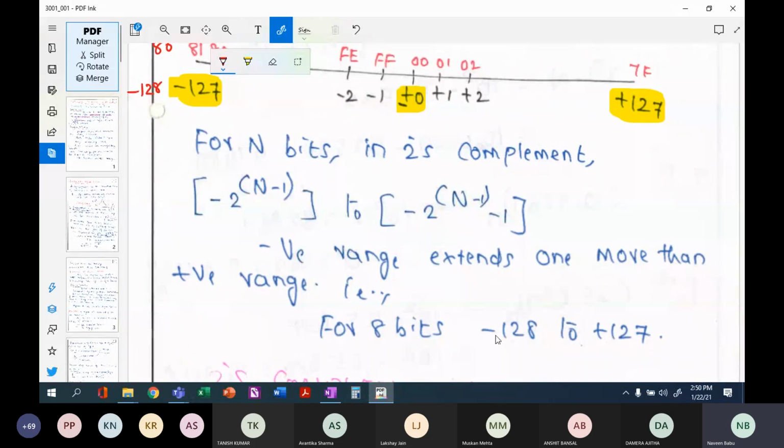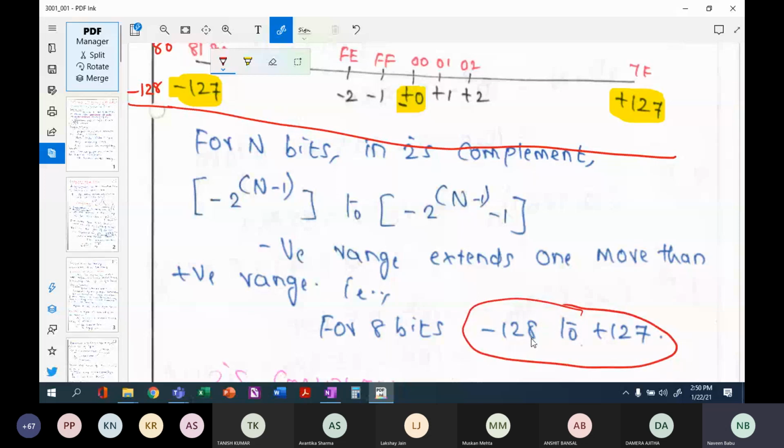Your negative range, as I said here, for an 8-bit, you are representing from minus 128 to plus 127. In case of ones complement, you are representing from minus 127 to plus 127. In case of a signed magnitude representation also, it is minus 127 to plus 127. In these two cases, you had plus 0 and minus 0, right? This minus 0, this extra bit representation, is now taken care of by an additional negative value range of minus 128. Any doubt here?